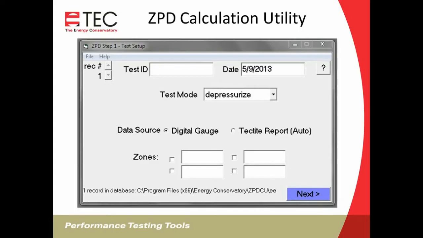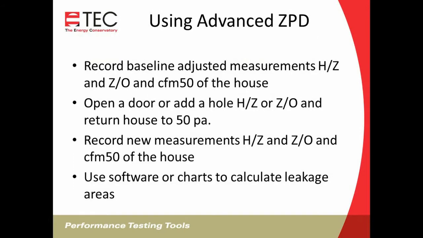In this section, we're going to go over the zone pressure diagnostics calculation utility, ZPDCU. This is the oldest of the tools that we've covered, that's been on our website the longest, and changes have been made to it over time as more has been learned about advanced zone pressure diagnostics. So we're going to go over an example that's similar to the one that we used with the zone pressure diagnostic simulator, and gather the information and enter it into this software utility.